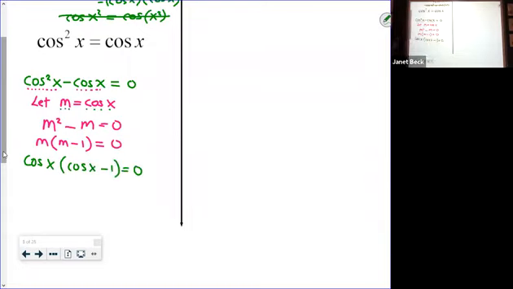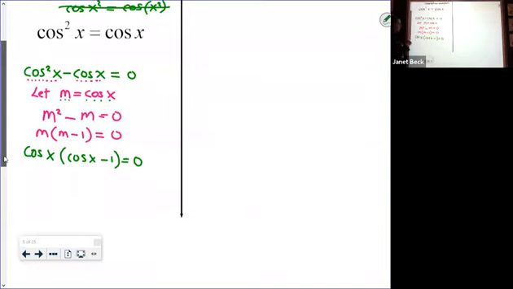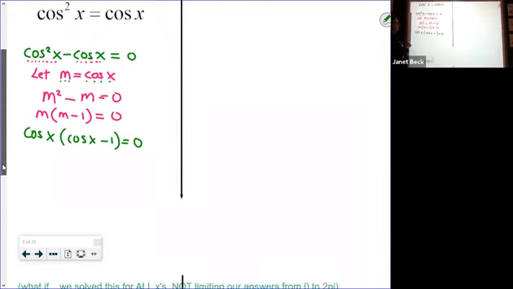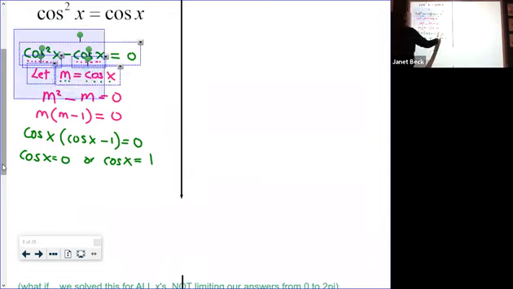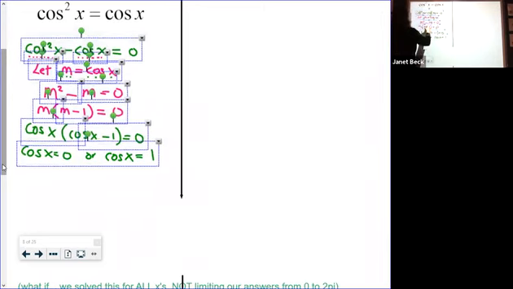The bit in pink was optional, but if it's difficult to factor for you, then do that substitution. It's more to write out, but it helps. So this gives us cosine of x must be 0, or the cosine of x must equal 1. How do we solve that at this school? Let me move some of this up. I need more room on my page.